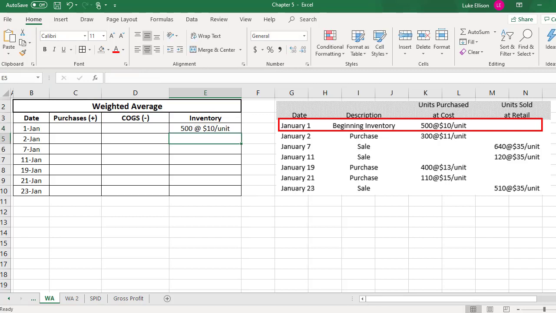Now, some instructors will have you calculate the inventory balance at this stage, taking 500 times $10. But in this video, I'm going to wait until the end to do any of those kind of calculations.